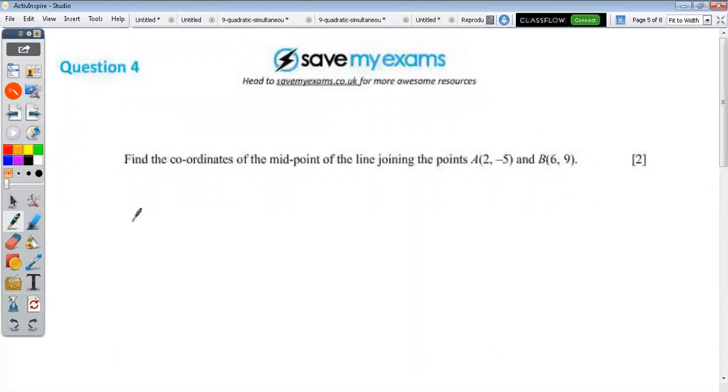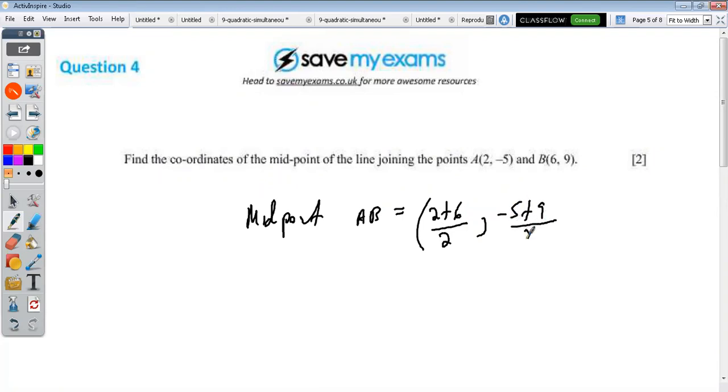Geometry? Okay, find the coordinates of the midpoint. Everyone now knows the midpoint. The midpoint of AB is equal to (x1 plus x2) over 2, so (2 plus 6) divided by 2, (minus 5 plus 9) divided by 2.